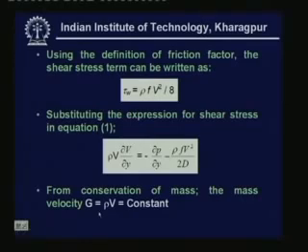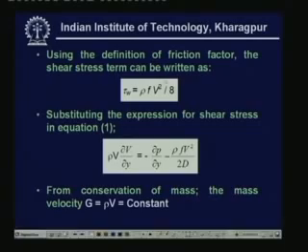So, using the definition of friction factor, the shear stress term can finally be written like this. Tau w is rho f v square by 8, where rho is the density, f is the friction factor, and v is the velocity of the fluid. Substituting this expression in the expression for shear stress, we finally get this expression: rho v dou v by dou y is equal to minus dou p by dou y minus rho f v square by 2d. And we have seen that from the conservation of mass, G is equal to constant.